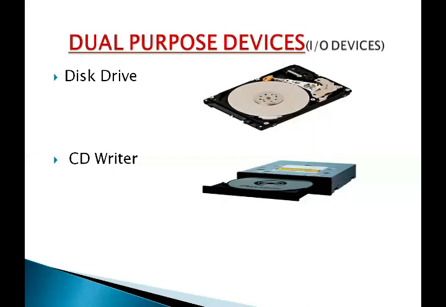Number two is CD writer. CD is the abbreviation of compact disk. A CD writer is a device connected to your computer which can write on CD-RW and CD-R disks. RW disks may be rewritten. CD-R disks may be written only once.